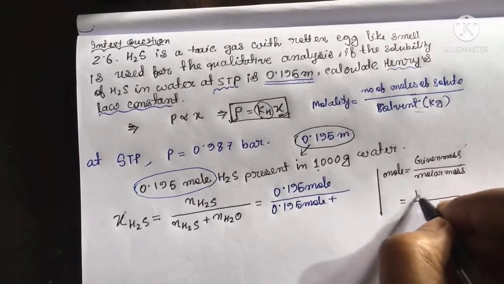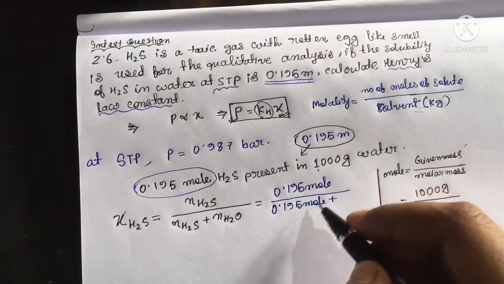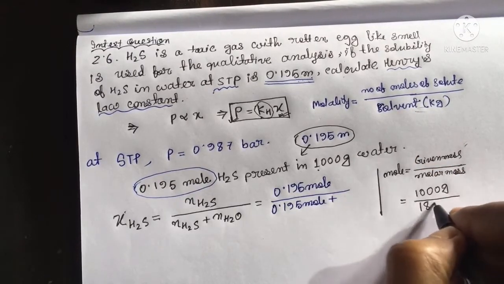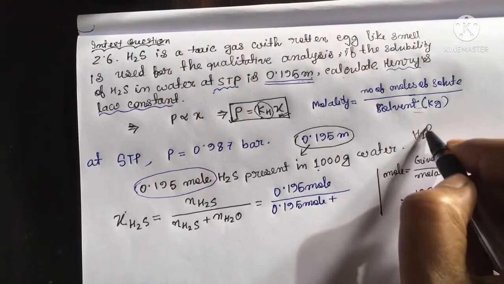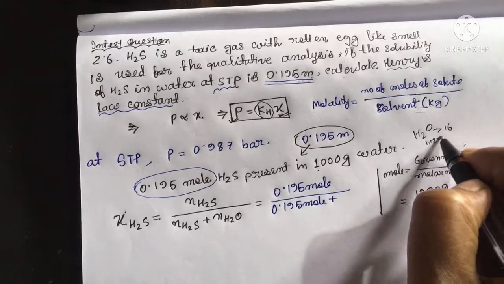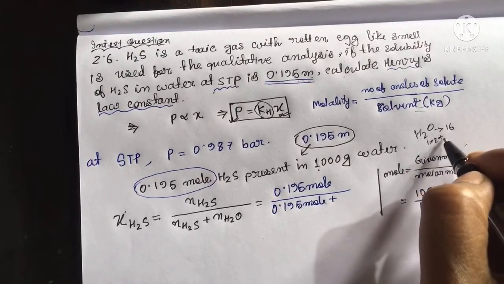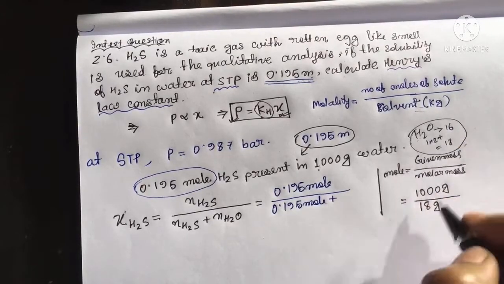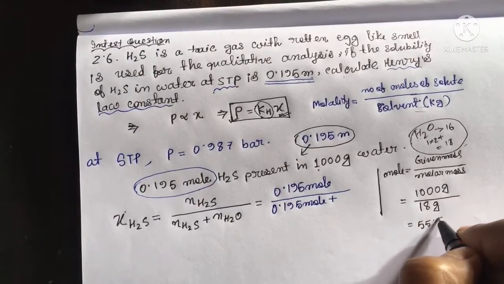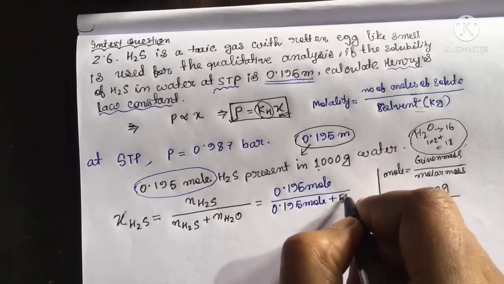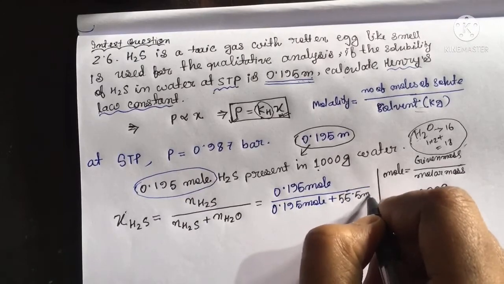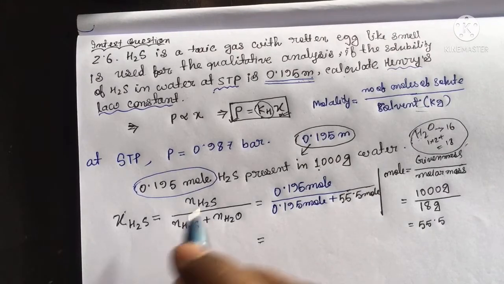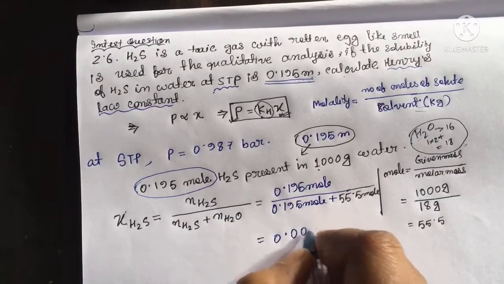So given mass is 1000 gram and the molar mass of water, H2O, is 18 gram, because 16 for oxygen and there are 2 hydrogen, so 1 into 2 plus 16 equals 18 gram. So if we calculate, then the mole is around 55.5. So we put the value here, 55.5 mole. If we calculate this, then we get the value around 0.0035.